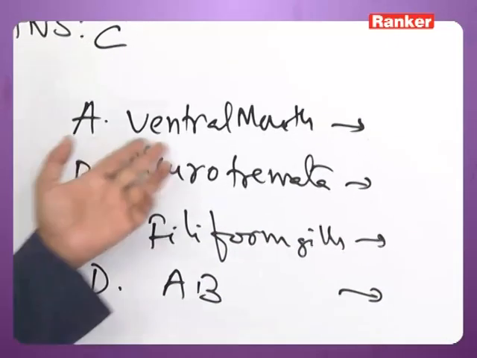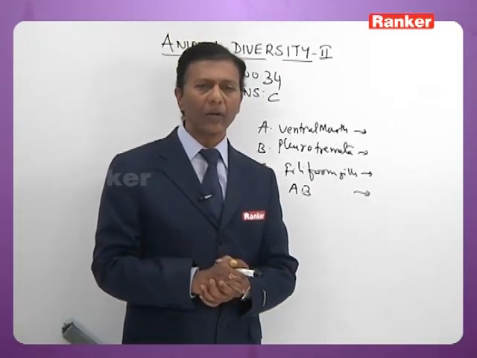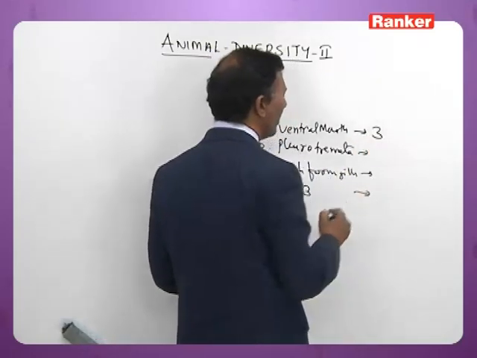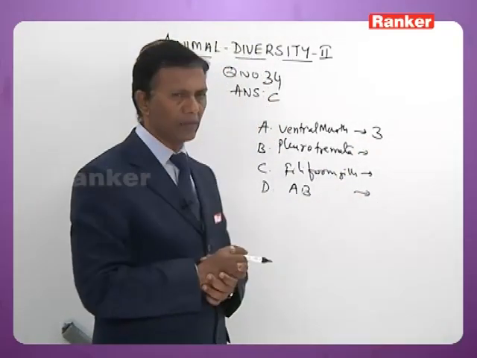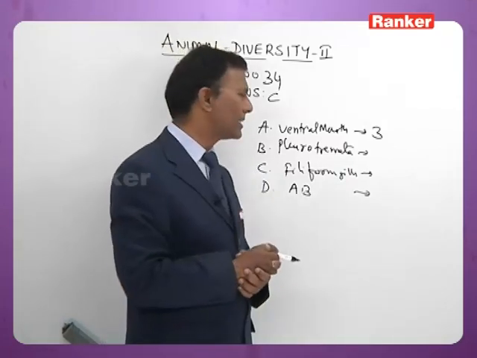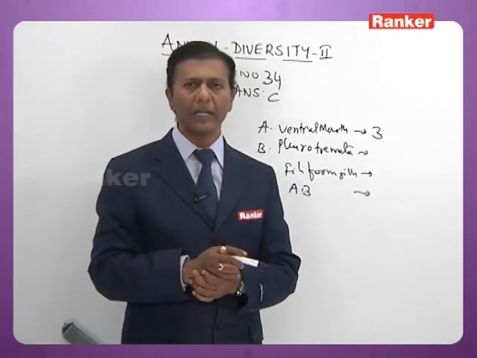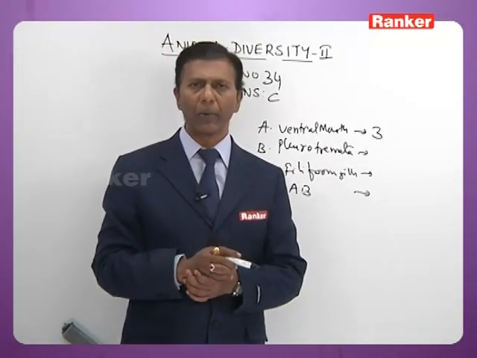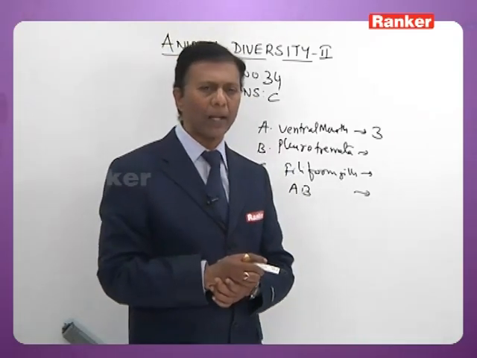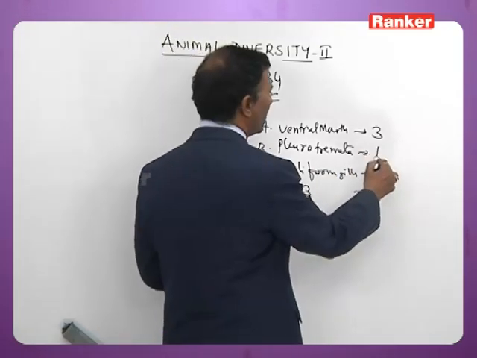Under structure, first we have ventral mouth. Ventrally placed mouth is present in all chondrichthyes, so the most accurate answer for this is 3, rays and skates, where the mouth is ventrally placed. Pleurotraumatic gills: gills that are laterally placed are called pleurotraumatic gills. Gills which are ventrally placed are called hypotraumatic. Rays and skates have hypotraumatic gills. Sharks have pleurotraumatic gills. So for option B, the correct answer is 1, sharks.